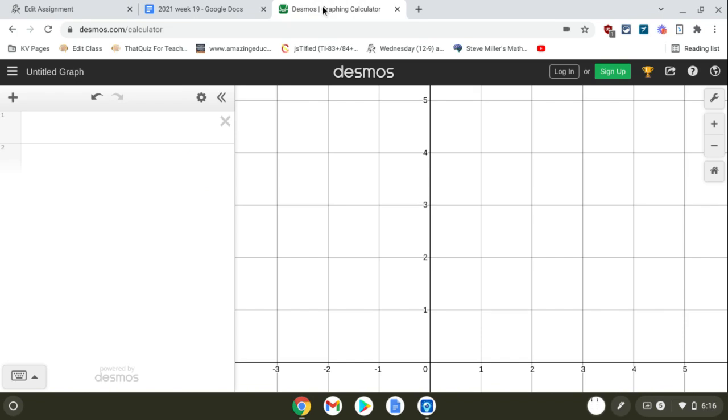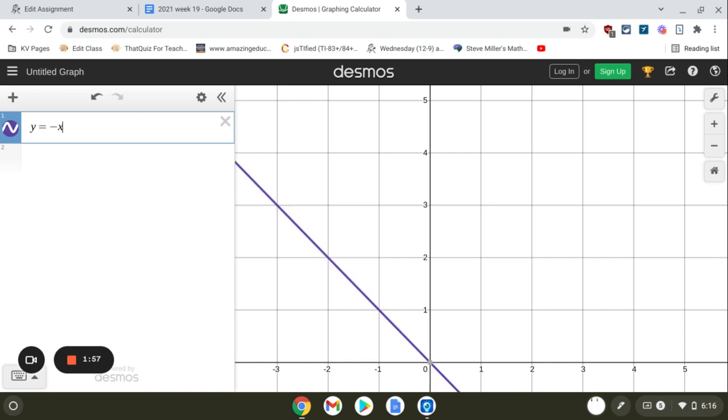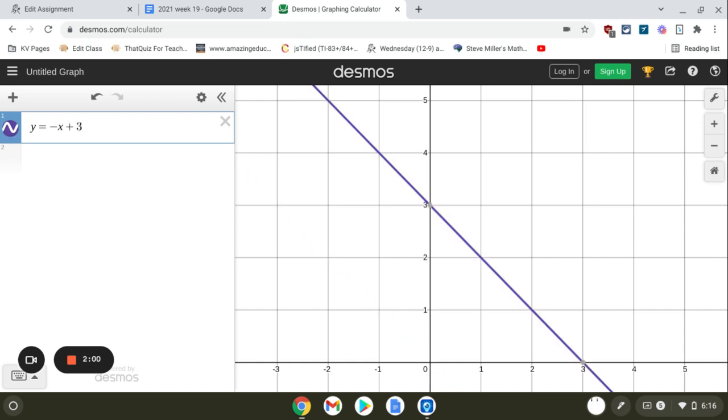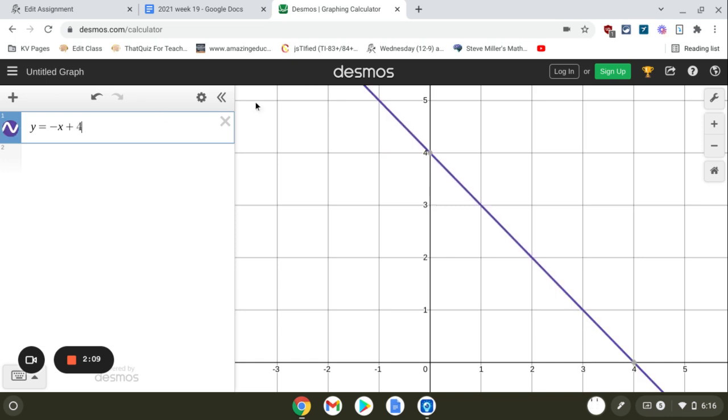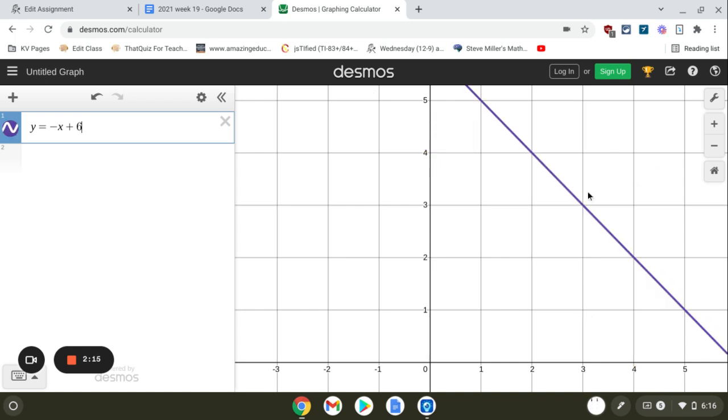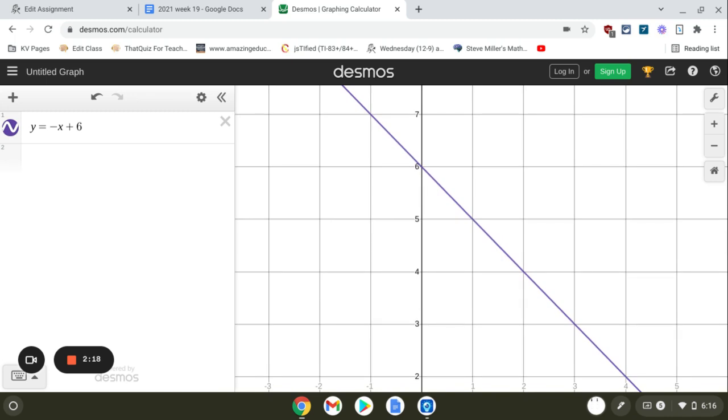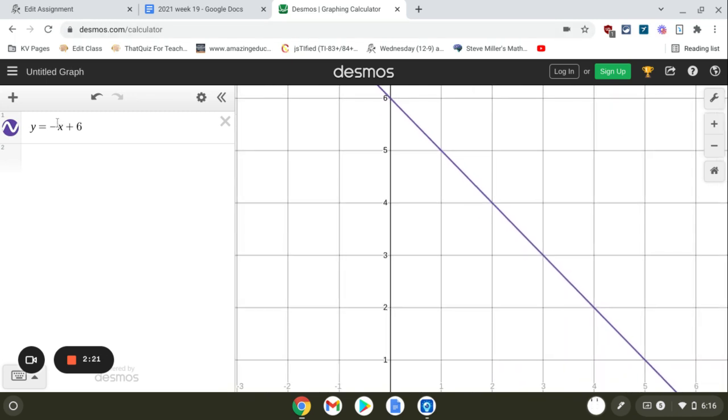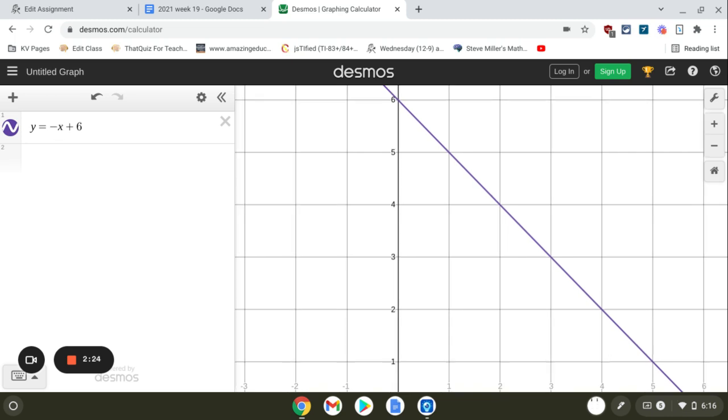Desmos is just an online calculator that's really nice. It's at desmos.com/calculator. Over on the left-hand side, we can type in our function, which was y equals negative x plus 3. What's nice about this is you can change some numbers around to see how the graph is affected. If I change the 3 to a 4, you see that the y-intercept changed to a 4. If I change it to a 6, the y-intercept moved way up there. You could also play around with the slope, whatever number is attached to the x.